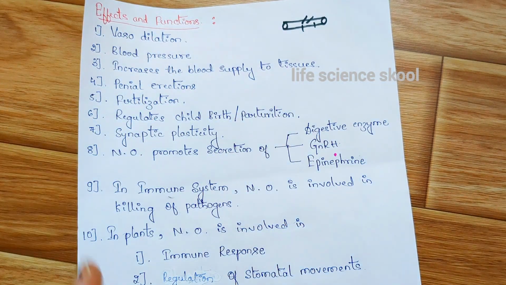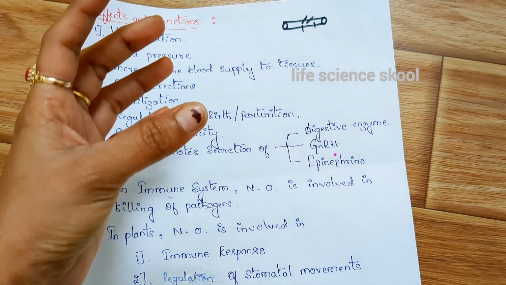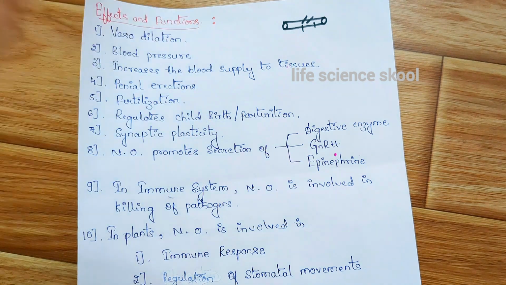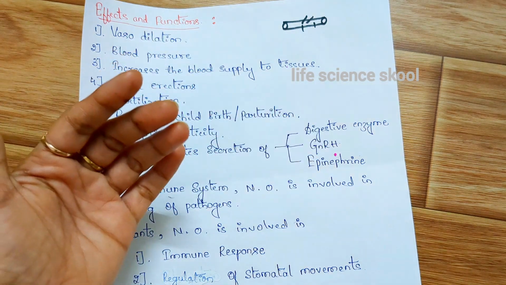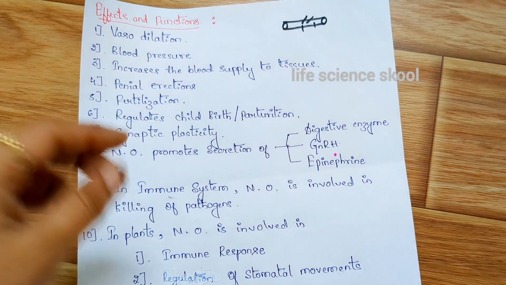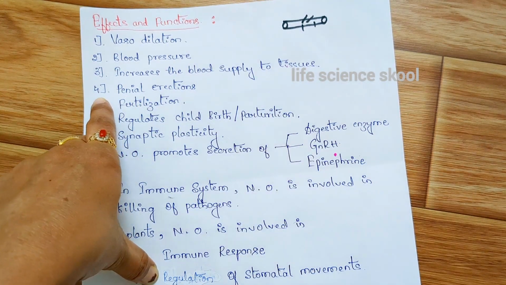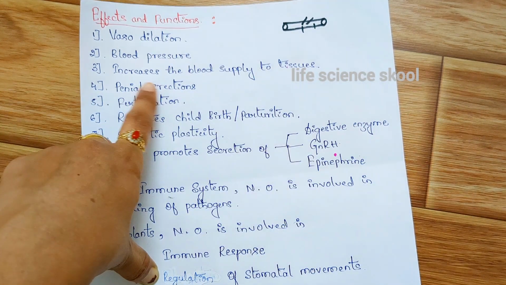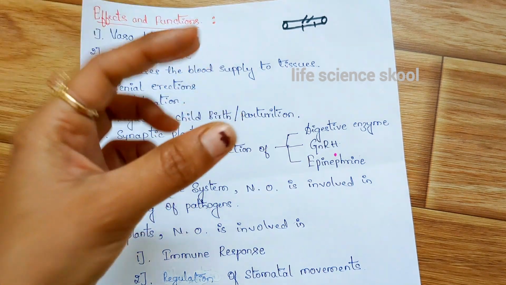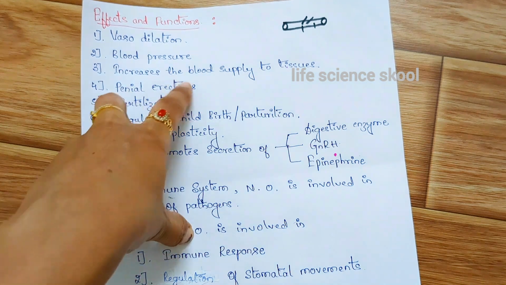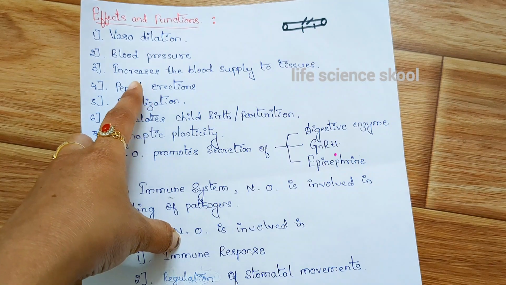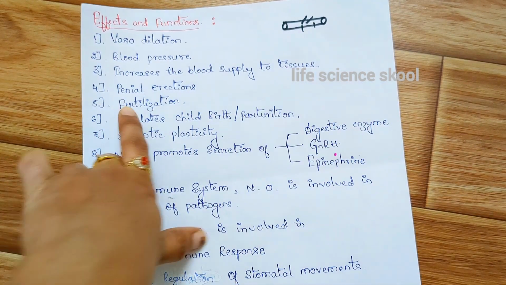For example, nitric oxide increases the blood supply to the glomeruli of the kidneys, which increases the glomerular filtration rate and urine formation. If I have to give one example, this is the one. And moving on to the fourth point, penile erection. Nitric oxide increases the blood supply to the erectile tissues of the penis, leading to penile erection.